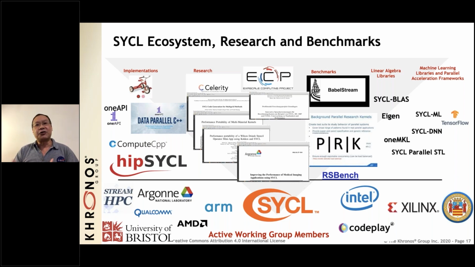Exascale Computing Project, or ECP, allows SYCL to run on exascale supercomputer systems using Intel chips being built at Argonne National Lab, and it is aiming to reach exaflop computing. Much of this will be shown in Hal Finkel's keynote. There are now also several benchmarks involving SYCL. I want to call out University of Bristol's BabelStream that measures the performance portability of SYCL along with other popular acceleration languages such as OpenMP, OpenCL, CUDA, and OpenACC.